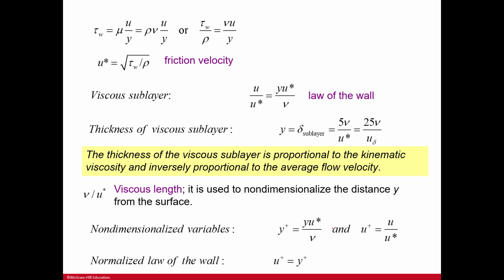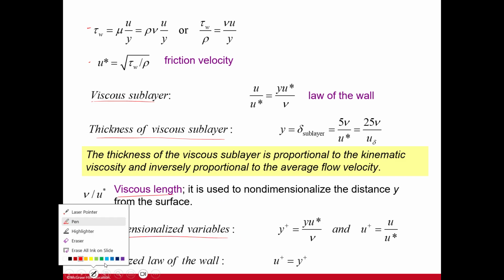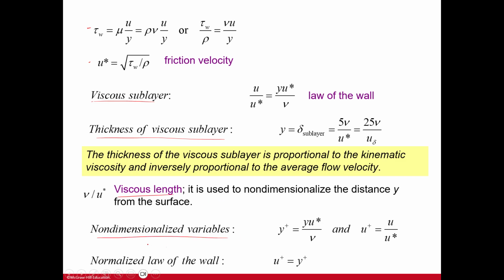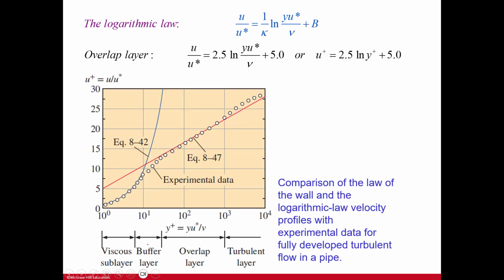Here we have additional formulas. This is where we really start calculating, so these will make more sense in the calculating video. I'm just going to go through them. We've got the viscous sublayer, the law of the wall, the thickness of the viscous sublayer, the viscous length that's used to non-dimensionalize the distance y from the surface, non-dimensionalized variables, and then the normalized law of the wall.